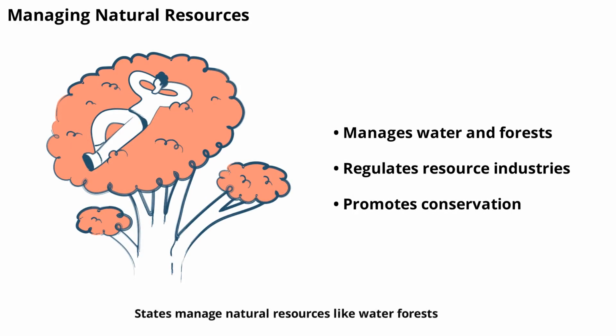States manage natural resources like water, forests, and minerals within their borders. They issue permits for resource use, regulate industries like mining and logging, and promote conservation. Responsible management ensures that resources are available for future generations and that the environment is protected.